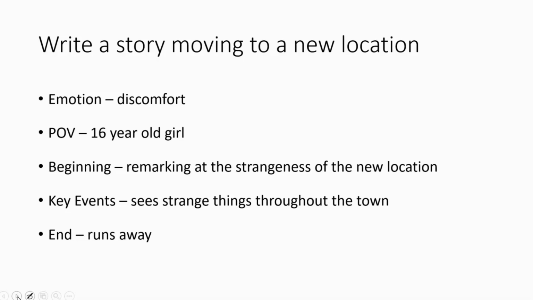POV, I've chosen a 16-year-old girl, so again this will help reason for why they have moved. So a 16-year-old girl, so her parents have had to move for perhaps work. Again, this is something that she hasn't particularly chosen, so that discomfort is more understandable.